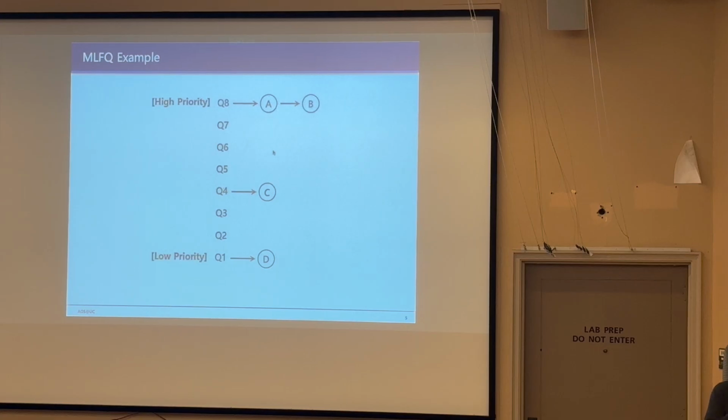But we'll see that these two simple rules are not sufficient. They can have problems like starvation. They can be gamed. A user can design their program to game this strategy to make sure that their own program always has the highest priority. So the other rules are designed to fix these problems.